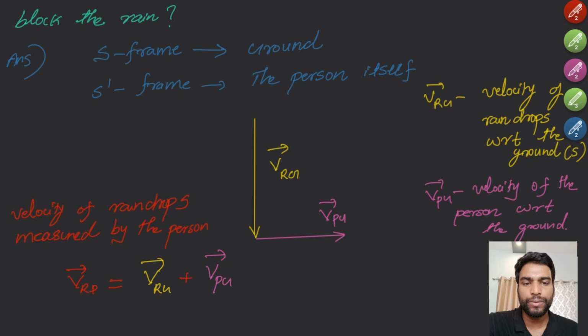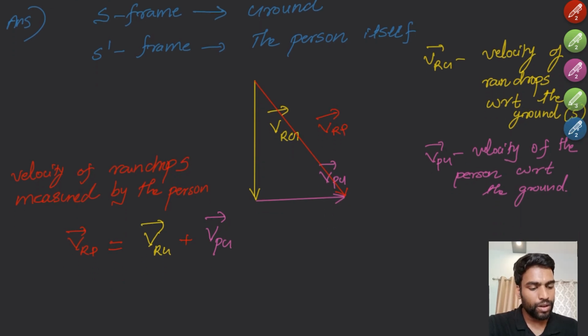Now we can use the idea of vector addition, right? If you remember the tail to tail method, we can deploy for addition, correct? So the resultant vector will be a vector from the tail of the first vector to the head of the second vector. So this red vector will be the VRP. All right. Now this is the velocity felt by the person.